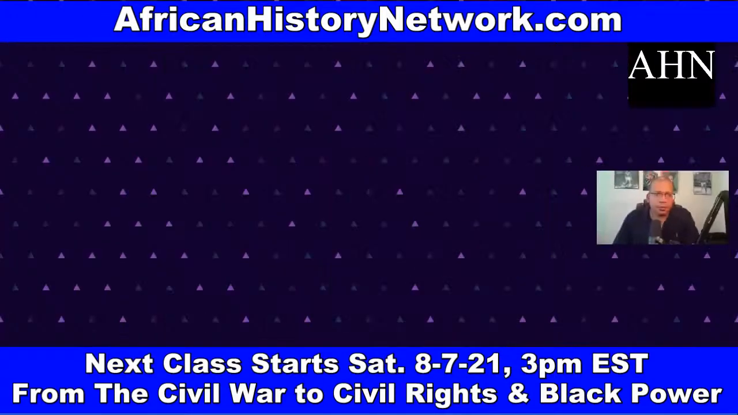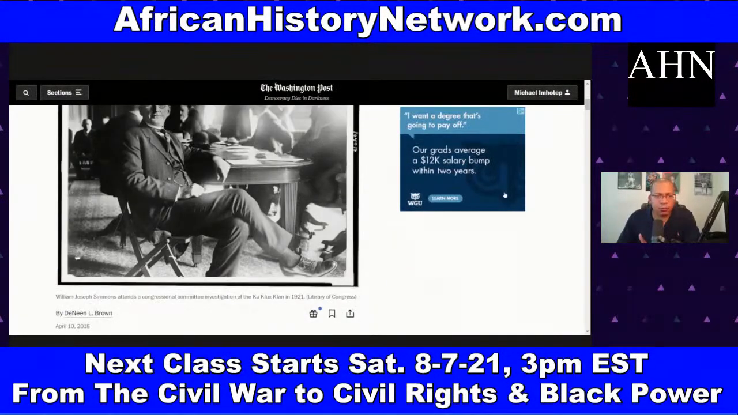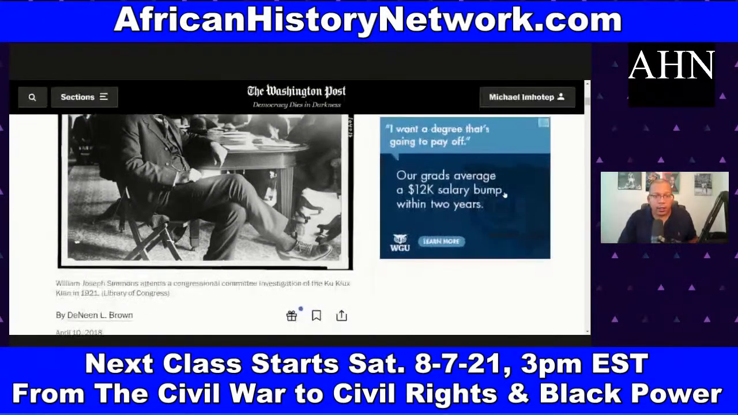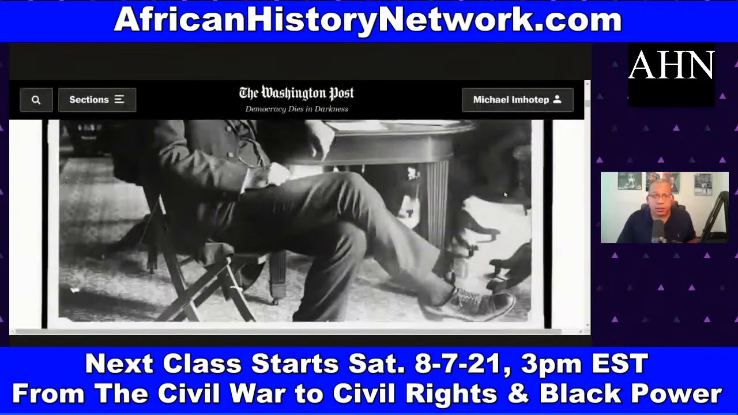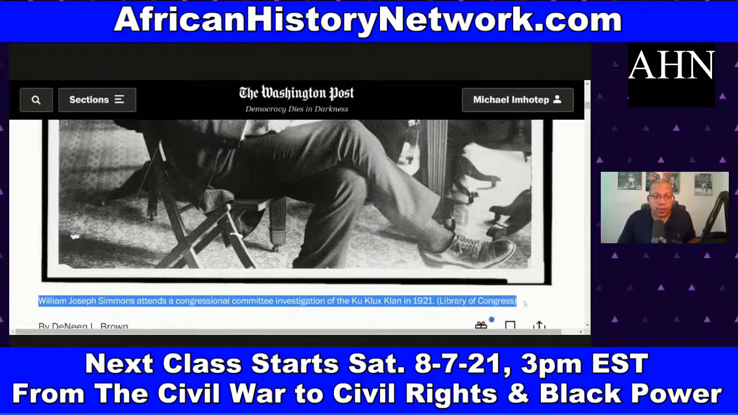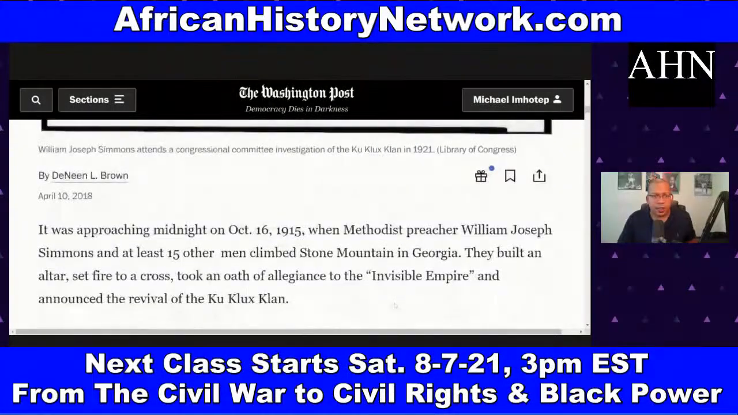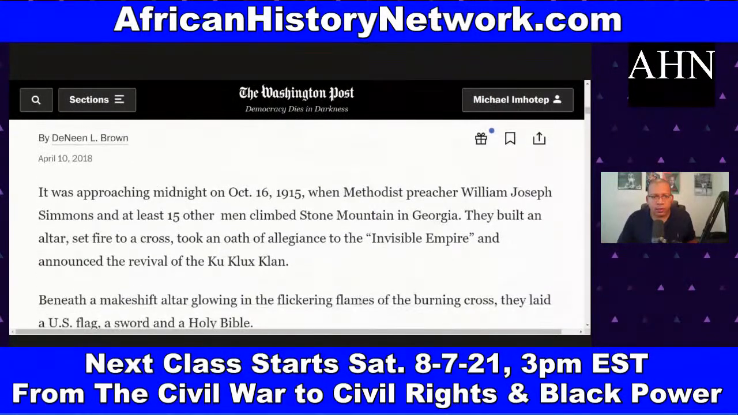Okay, if you look at this article here from the Washington Post, the preacher who used Christianity to revive the KKK, the Ku Klux Klan. And this is a picture here of the Reverend William Joseph Simmons. And this picture here, the caption says, let's look at this: William Joseph Simmons attends a congressional committee investigation of the Ku Klux Klan in 1921. Okay, this article is from April 10th, 2018 by Deneen L. Brown for the Washington Post.